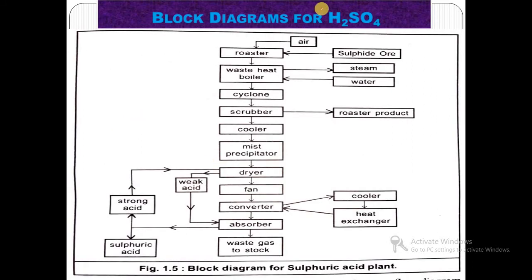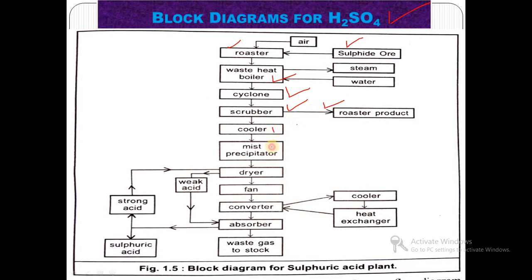The next example is the block diagram for the production of H2SO4, the block diagram for a sulfuric acid plant. Here we will see step by step which blocks are used to represent each step. Initially, sulfide ore is taken, then the sulfide ore is roasted, which is represented in the block diagram by passing air. Then a waste heat boiler block is used, and steam is the outlet. Then water is the inlet. Then the cyclone process is carried out, then scrubbing. Then the roaster product will be formed.